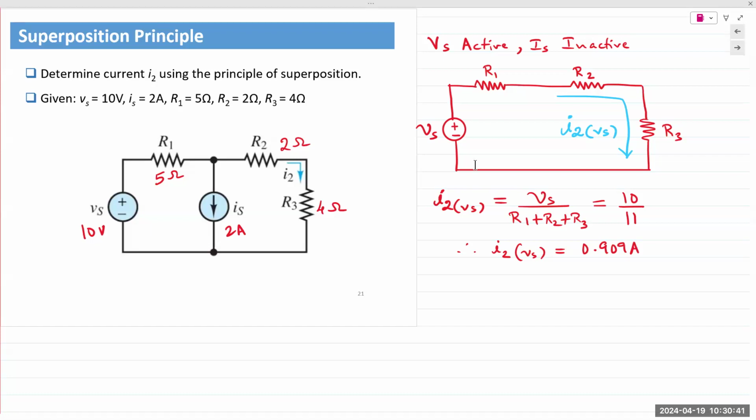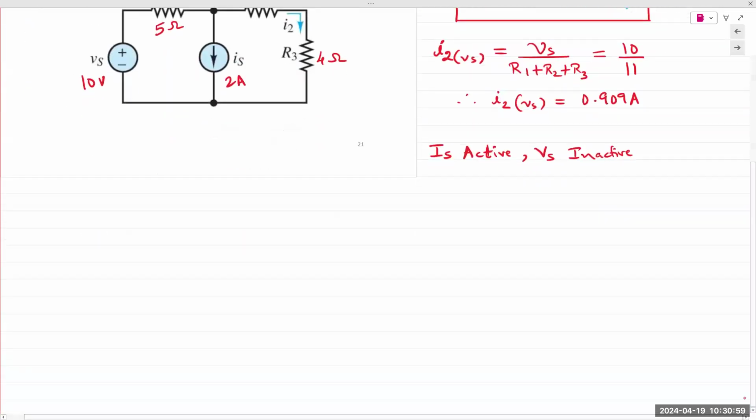So then up next is Is. The second part of the analysis would be Is active and Vs inactive. Now this raises interesting possibilities. So we have R1, we have R2, we have R3, we have the current source. Let's make this larger.